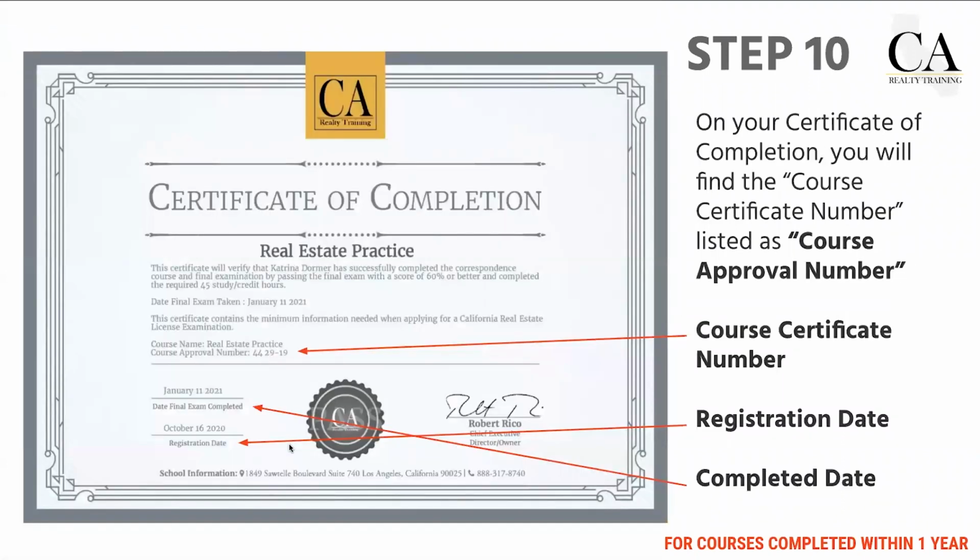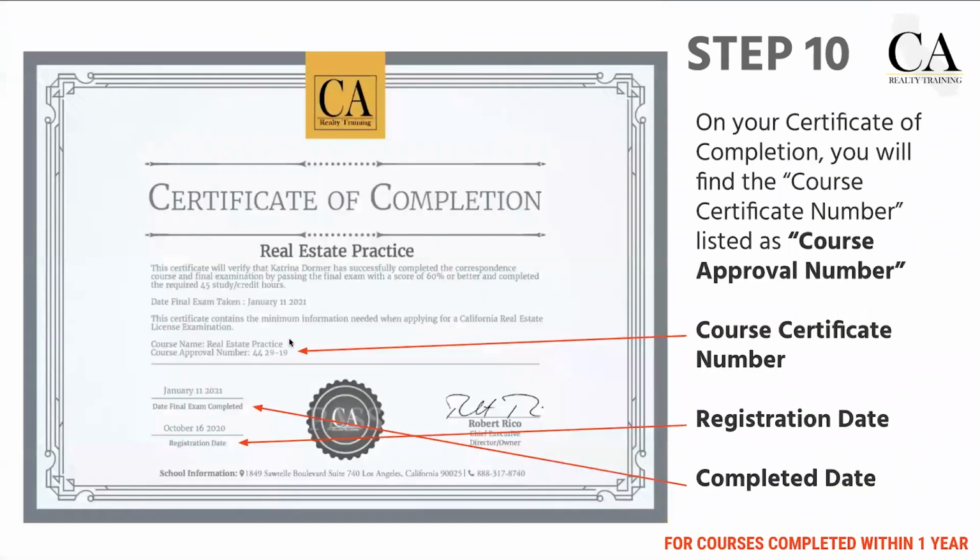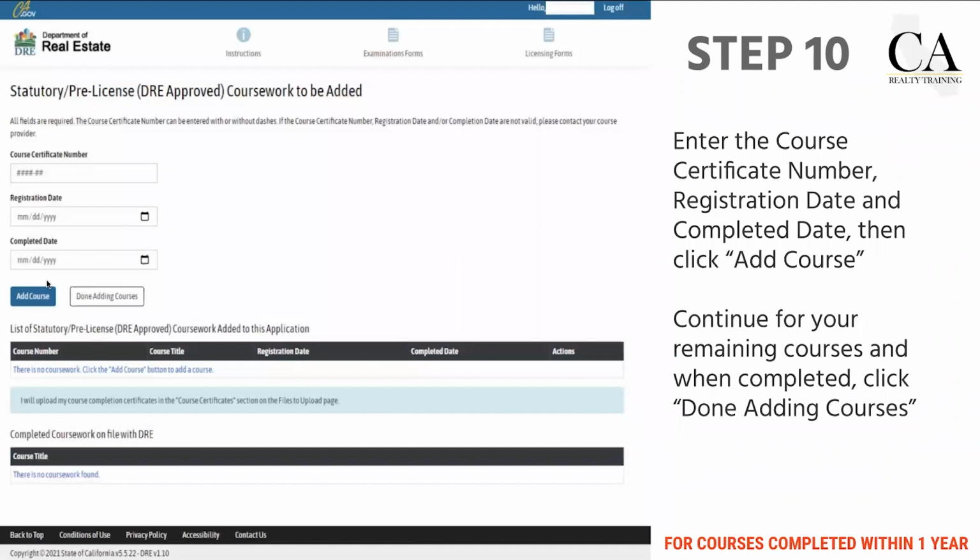I'm going to kind of go back and forth on the next 2 slides. You have your registration date, your completion date, your course approval number. Each of these are different for each certificate. You're going to have to input these separately. Course approval number, registration date, completion date. It is all on your certificates. Input that information for all 3 courses. Then you're going to click done adding courses after you've done all 3.